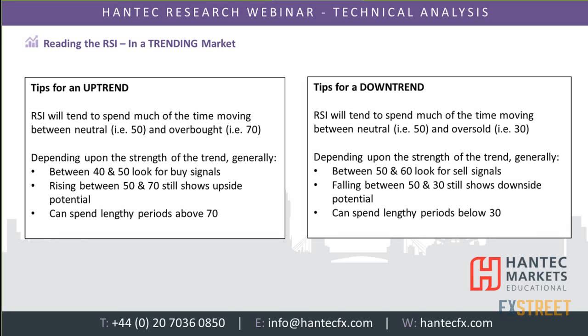When the RSI is falling between 50 and 30, you've got further downside potential, so you stay in that trade, and then you start to think about your profit triggers when you move below 30. Sorry, your profit triggers on your short position on your moves below 30.